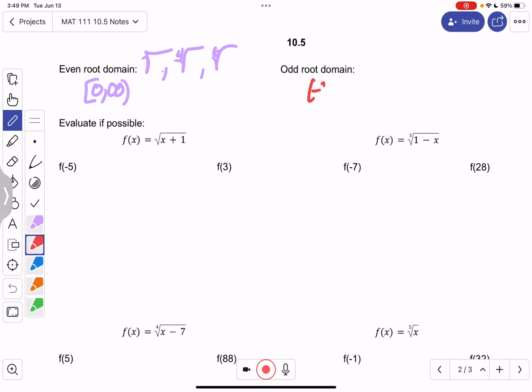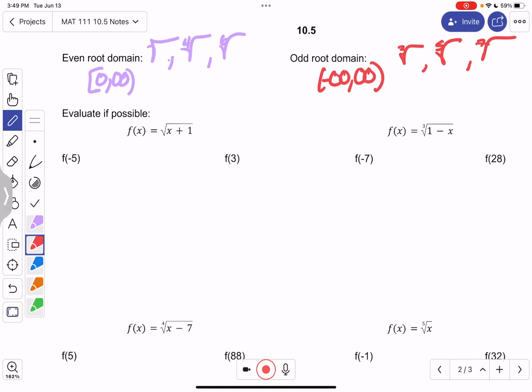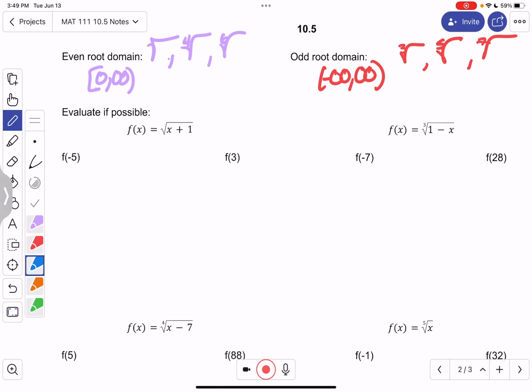When it's odd, the domain is negative infinity to infinity because you can have a root of a negative number, because an odd number of negative signs makes it negative. So evaluate if possible simply means plug in.